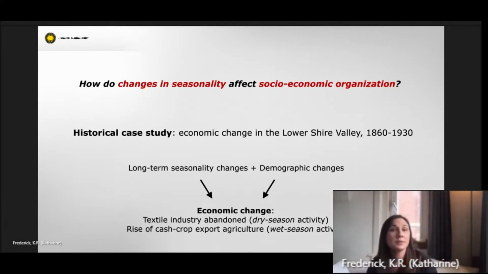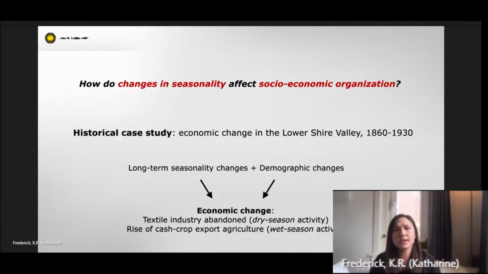To explore this relationship, I'm going to focus for the rest of this talk on the case study of the Lower Shire Valley in Malawi, where there was a sustained change in seasonality that occurred over the course of several decades during the 19th century and helped influence some considerable economic shifts that took place in rural villages during precisely this period. So specifically, we're going to see how seasonality changes, coupled with simultaneous demographic changes in the area, interacted.